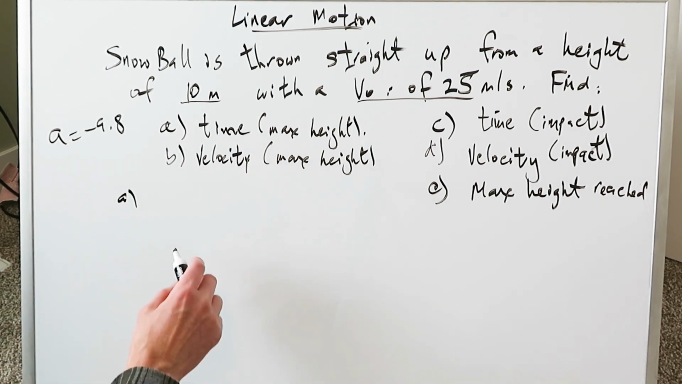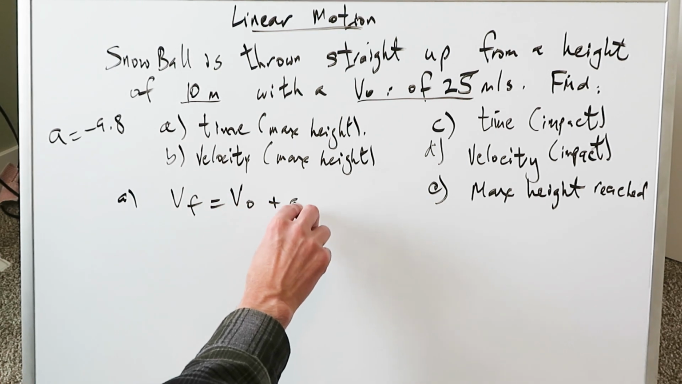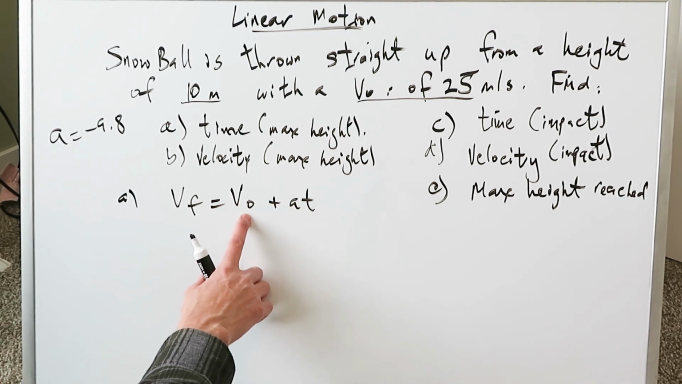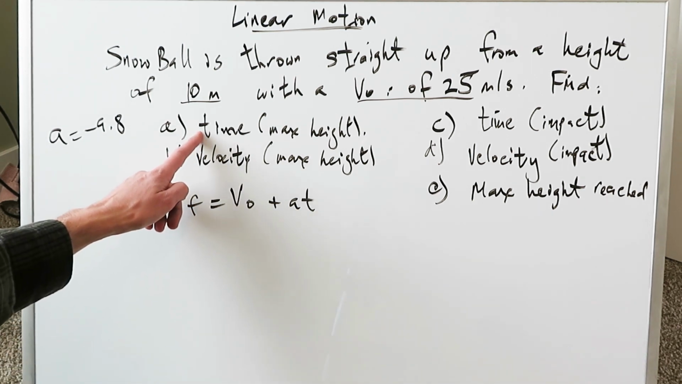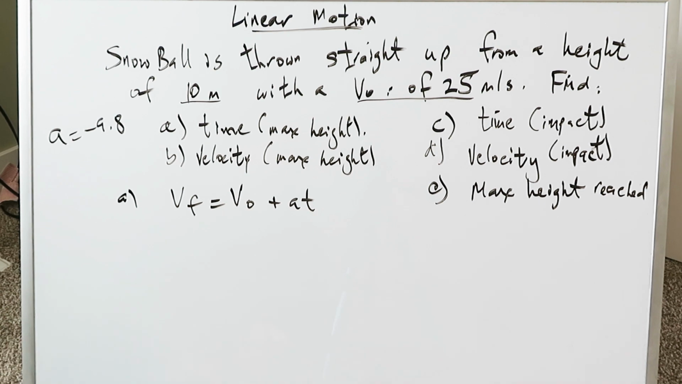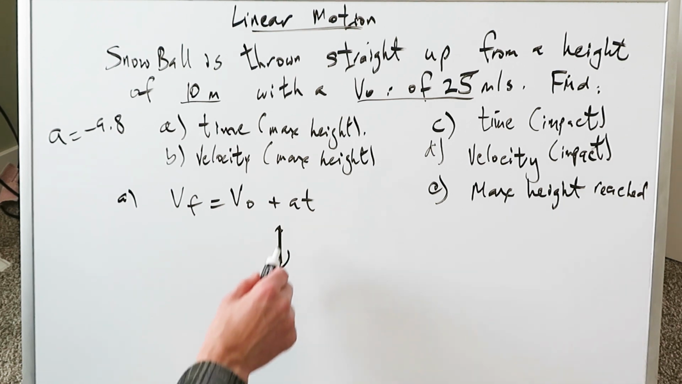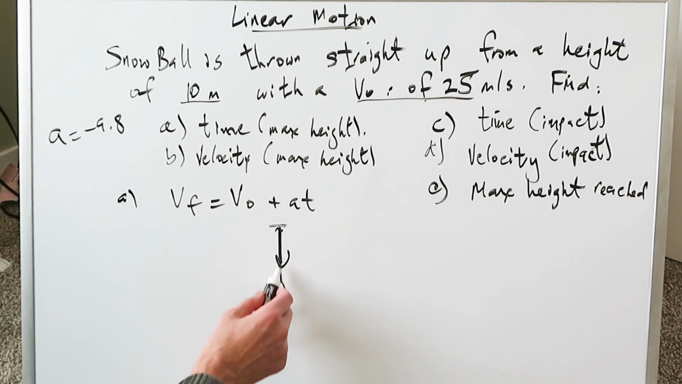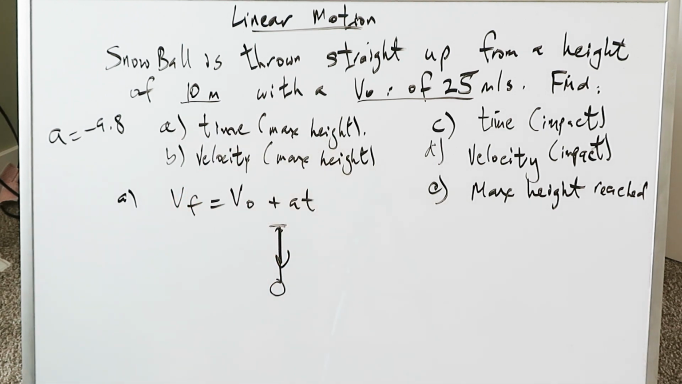Let's look at question A. At the time of maximum height, we have to remember these equations. Vf is equal to Vo plus at. Final velocity is equal to initial velocity plus acceleration times time. We have to find the time at which the snowball reaches the maximum height. When the snowball is thrown, it goes up. After a while, it'll change direction and then it'll come down. At that instance where it changes its direction and heads downwards is the maximum height, and we have to determine the time of that maximum height.